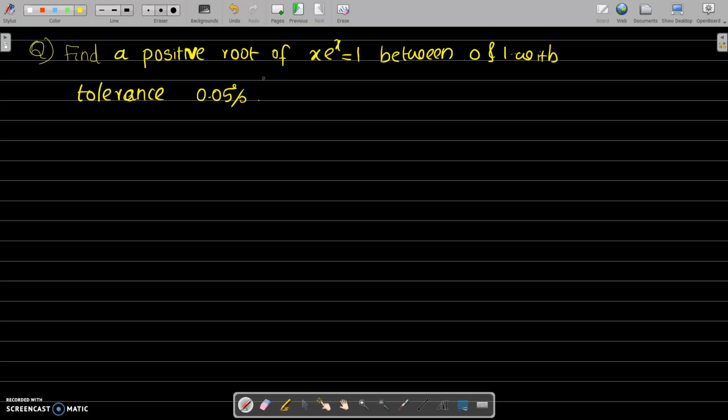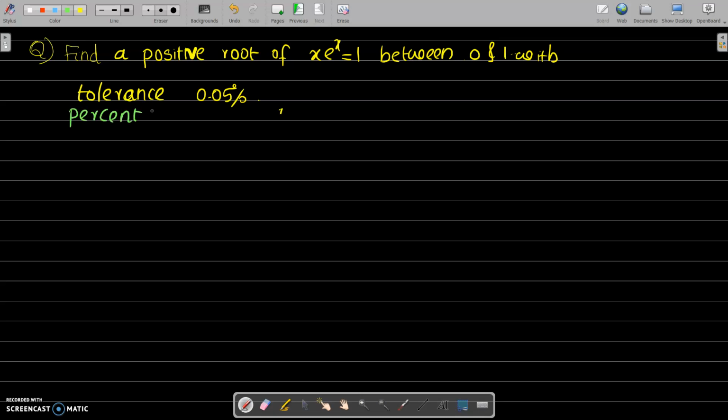Find the positive root of x e raised to x is equal to 1 between 0 and 1 with a tolerance of 0.05%. What does tolerance mean? It is a percentage error. So we have to compute that percentage error.